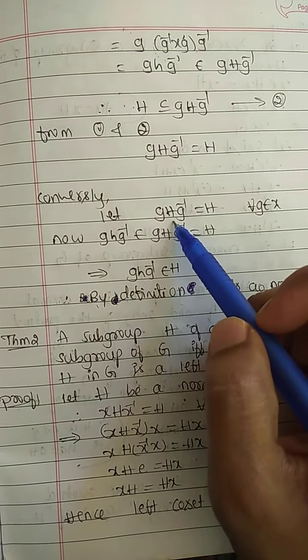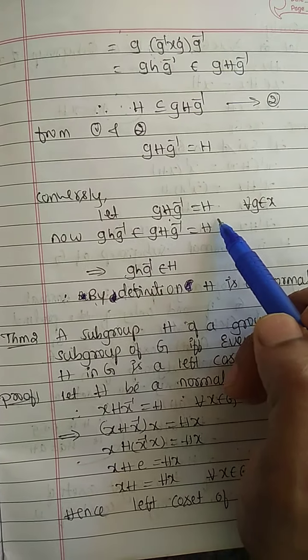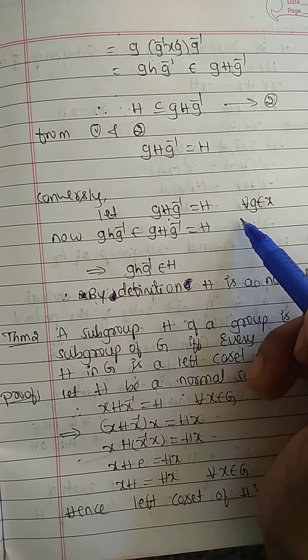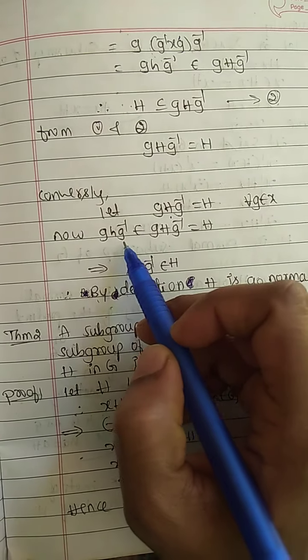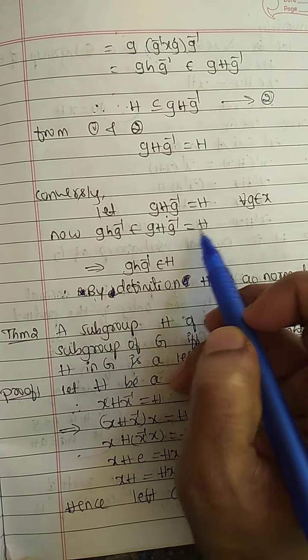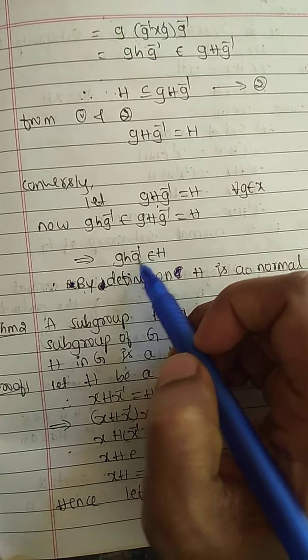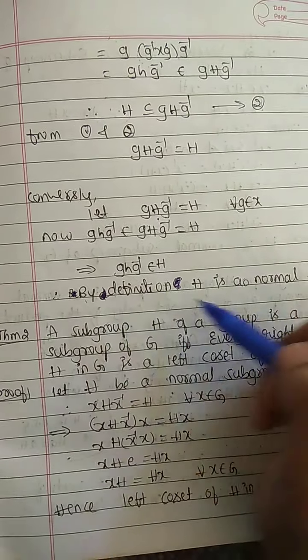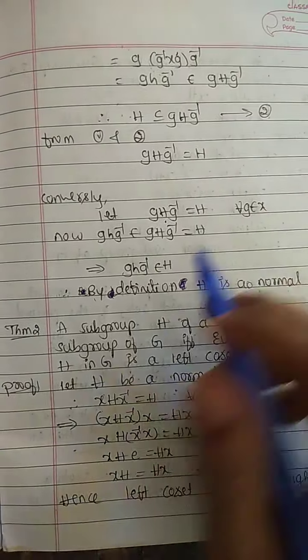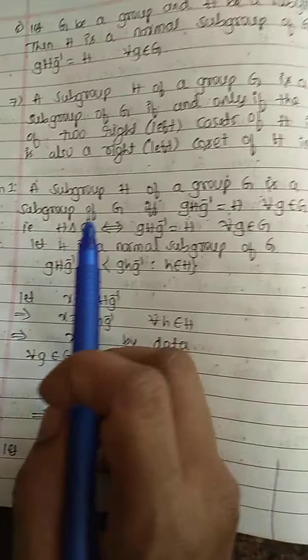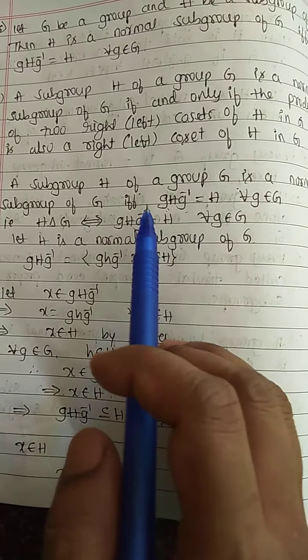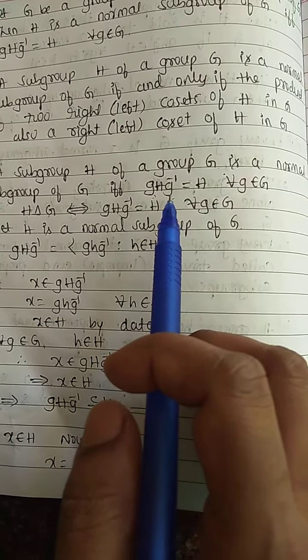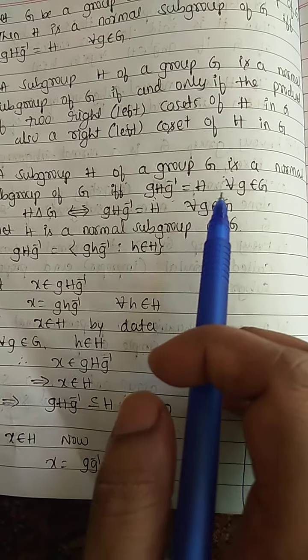Conversely, take g H g inverse equals H. Now we have to prove that H is a normal subgroup. Now g h g inverse belongs to this set which is equal to H. This implies g h g inverse belongs to H. By the definition of normal subgroup, we can write H is a normal subgroup of G. Therefore, H is a normal subgroup of G if and only if g H g inverse equals H for every g belongs to G.